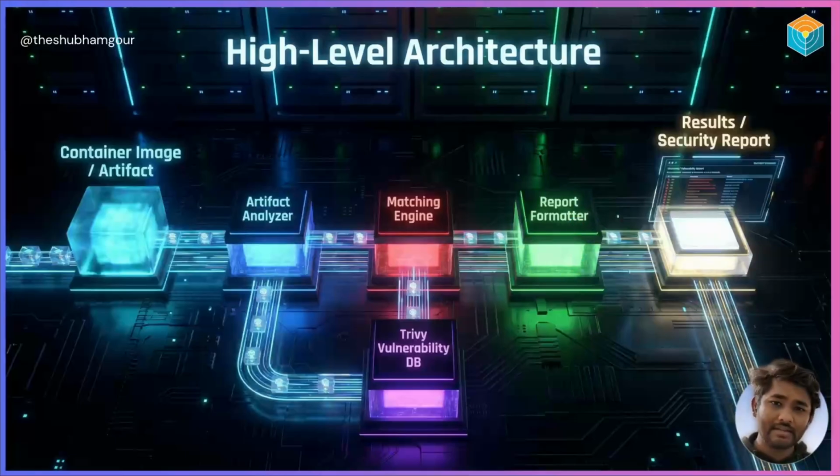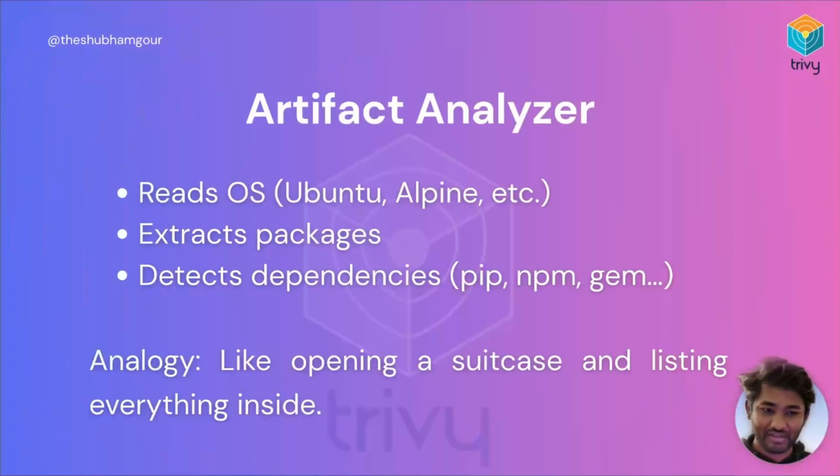Now it can print a beautiful table over our console. It can generate an HTML document. It can generate a PDF. Based on our requirement, it will generate the report. And then finally, we are able to see the beautiful report over the console. That is the high level architecture of Trivy.